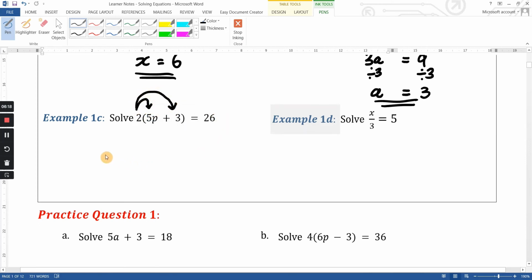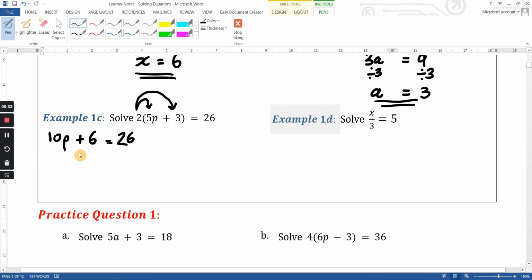You could do it this way. I'll do it over here. So 2 times 5p is 10p, plus 2 times 3 is 6. Yeah, still got 26 on the other side.